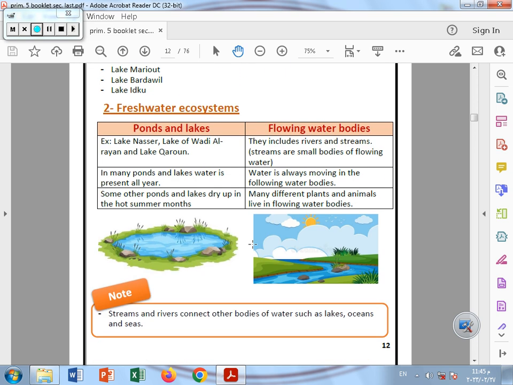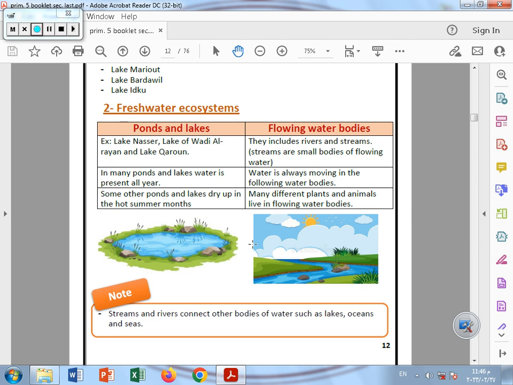Now let's talk about the freshwater ecosystems. We have ponds and lakes and the flowing water bodies. Ponds and lakes are still water bodies, the water bodies that are stopping and cannot move. But we have the flowing water bodies, the moving water bodies, and they include rivers and streams. A stream is a small water body, and inside it the water can move, like the river. And we have many different plants and animals that live in the flowing water body.